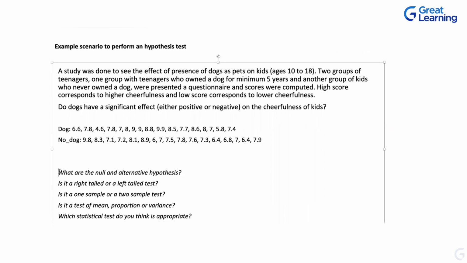So I think you would have seen on the video, this is the standard template that you will use for doing a hypothesis test. First, you define your hypothesis, that is the null hypothesis. Then you define your alternative hypothesis. That also includes whether you are defining a right tail test or a left tail test. These go hand in hand. Then you have a one sample test or a two sample test. Then is it a test of means or proportions or variance? Which of these are you dealing with? And then which statistical test do you think is appropriate on this one? These are the questions that we have.